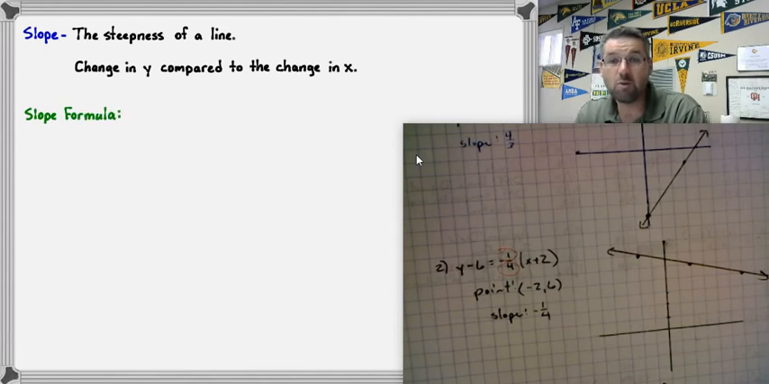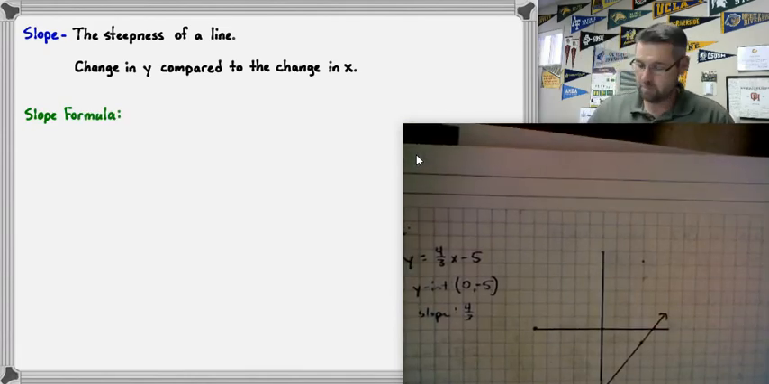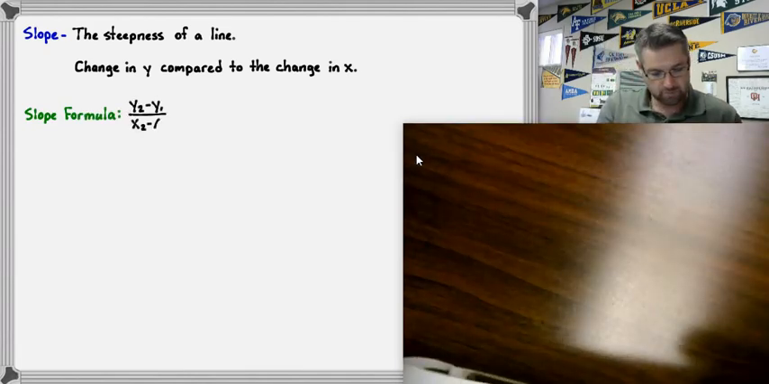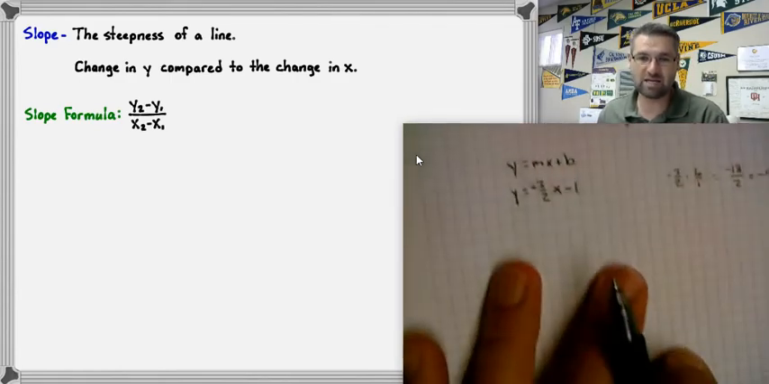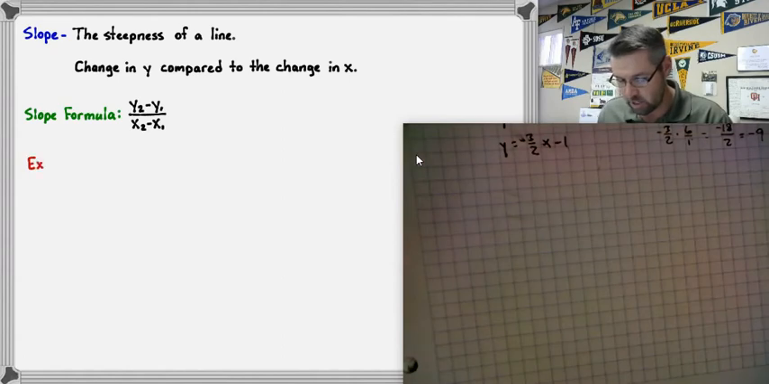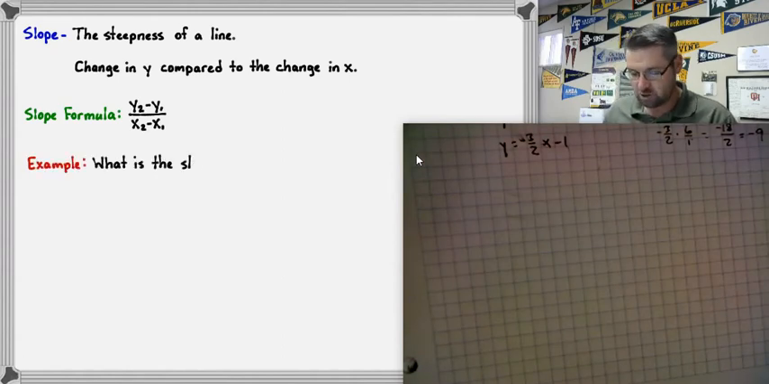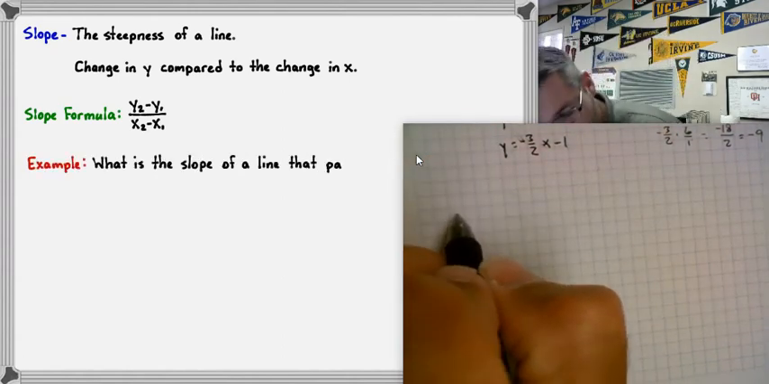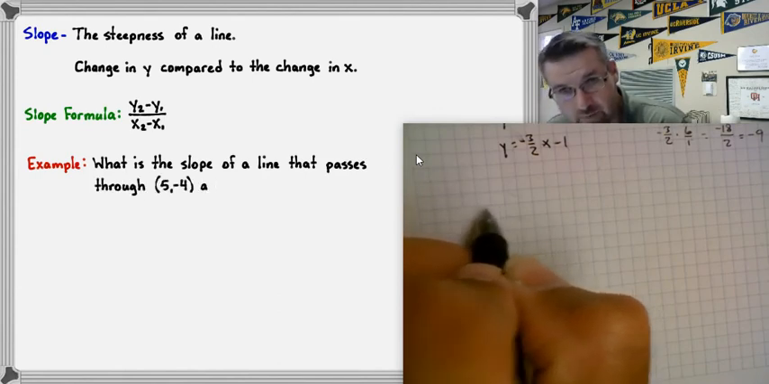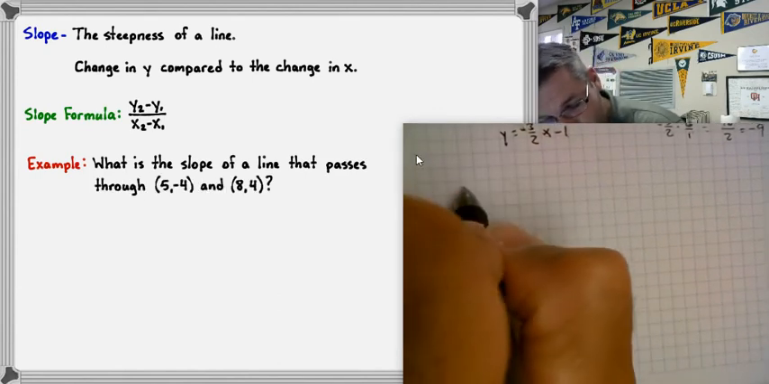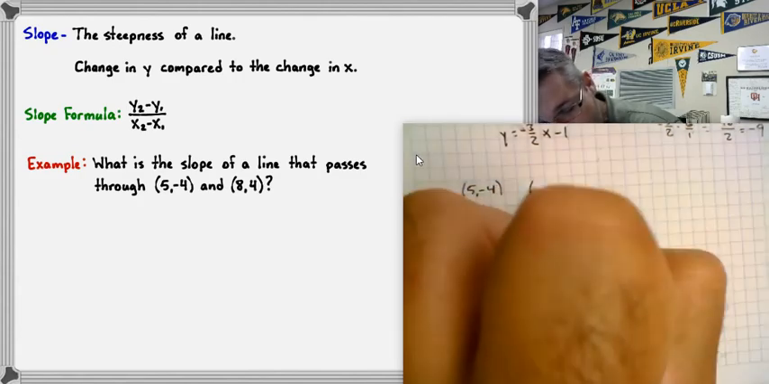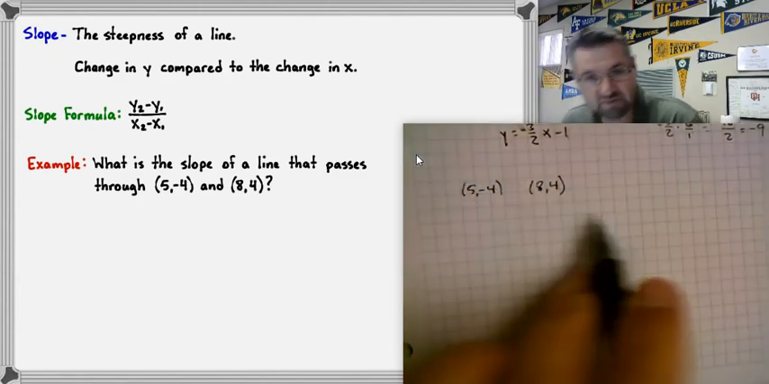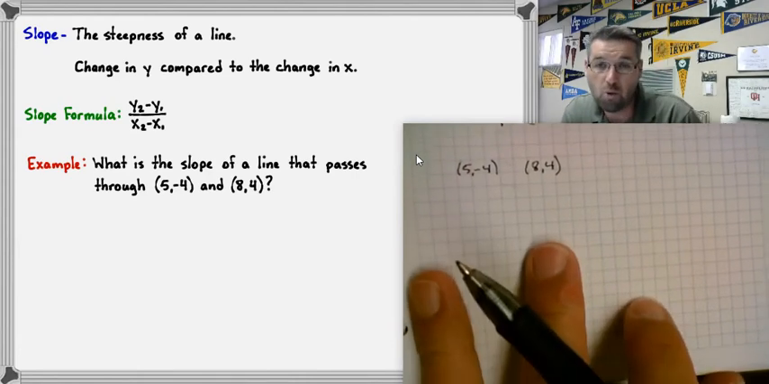Now remember, there's a slope formula. The slope formula is y2 minus y1 over x2 minus x1. So I'm going to go ahead and do the work on the paper just to make sure we're good with this. We've got 2 points, 5 comma negative 4 and 8 comma 4. And our job is to figure out the slope between those 2 points.